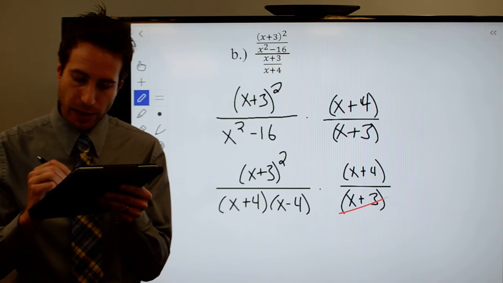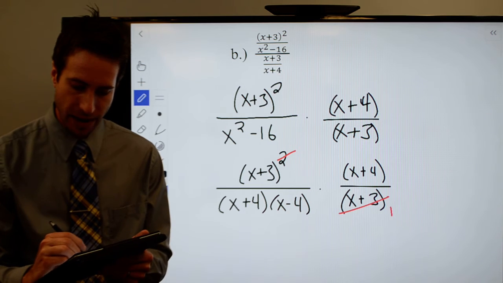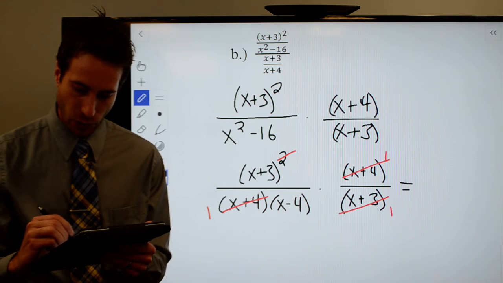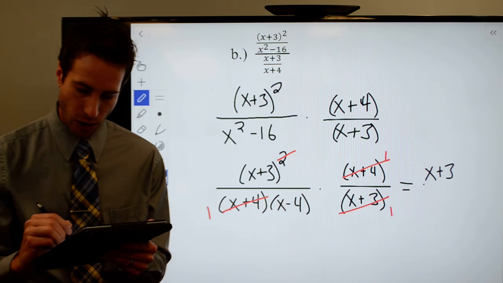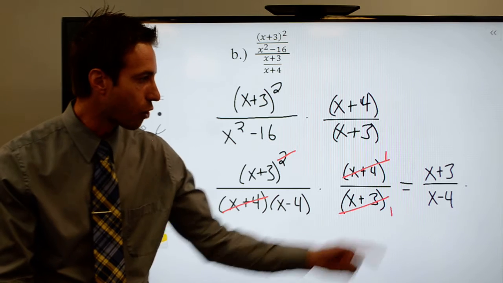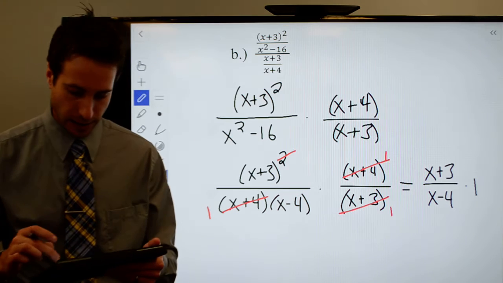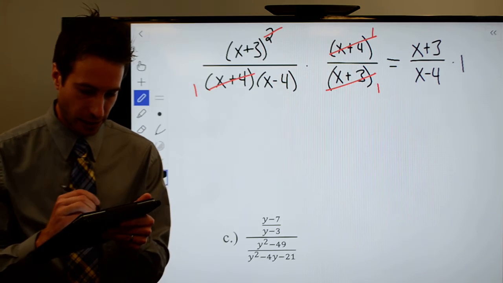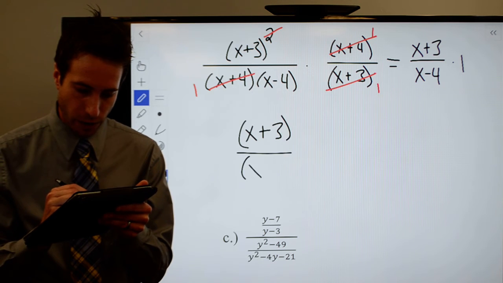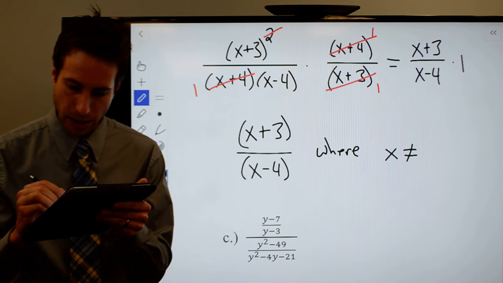All right, the x plus 3 in the bottom cancels with one of the x plus 3's in the top, leaving just an x plus 3. That reduces to a 1. The x plus 4 cancels with the x plus 4 on the bottom. Those both reduce to 1's, leaving me with x plus 3 over x minus 4 multiplied by 1 over 1, which is just 1. So my final answer, simplified form, is the quantity x plus 3 over the quantity x minus 4, where x cannot be 4.